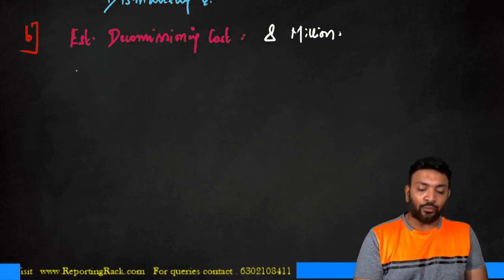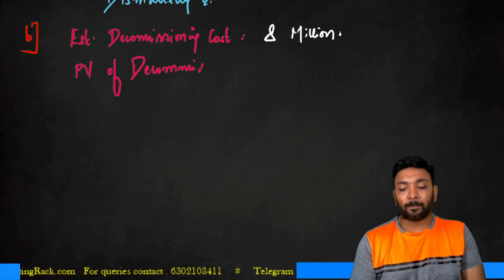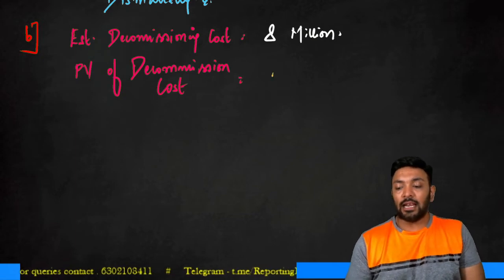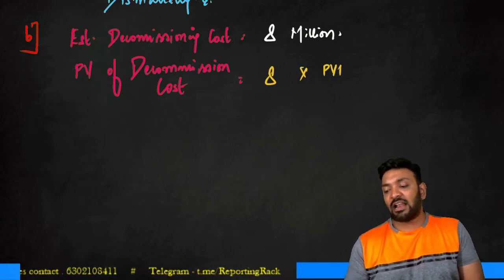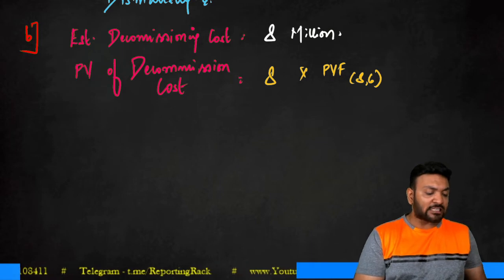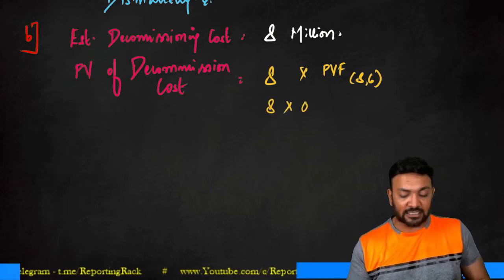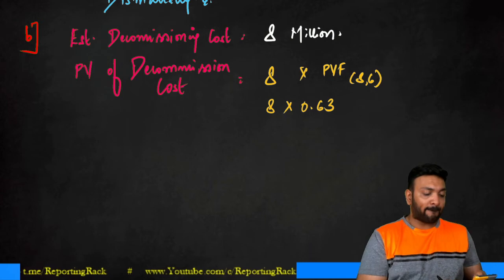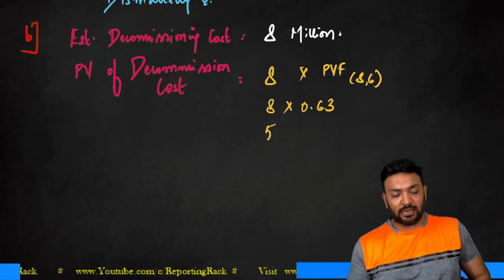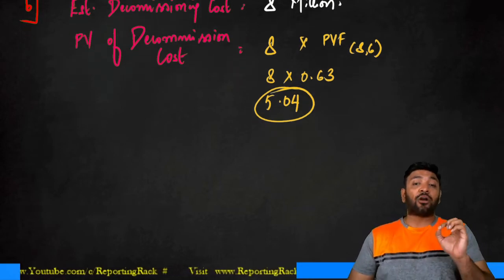So my present value of decommissioning cost is equal to 8 million into present value factors, 8% for 6 years. Calculate. Why 6 years? Because 4 years are already done. So I'll have to calculate it for 6 years. So it should be 8 into 0.63 is 5.04. So you want the decommissioning cost to be 5.04 right now.